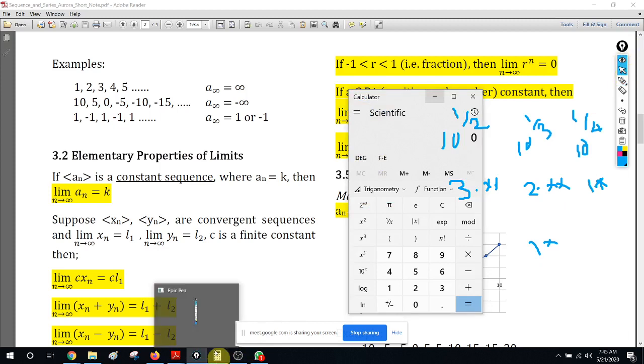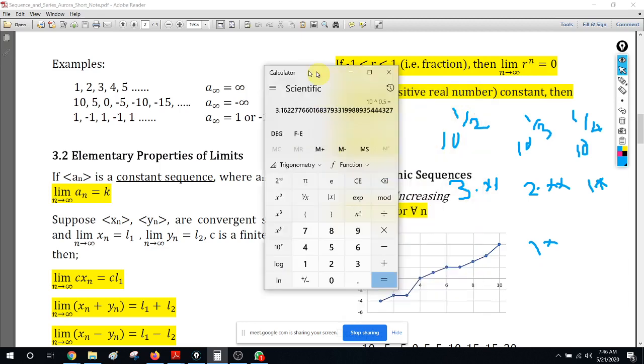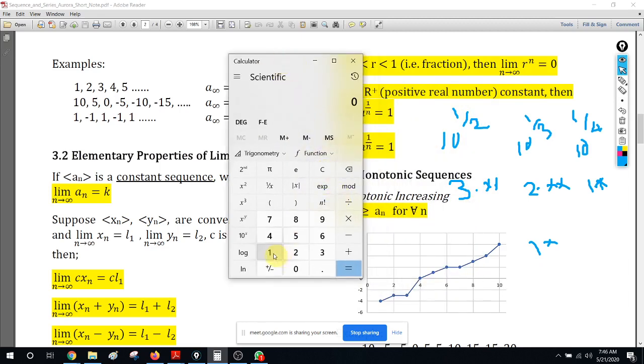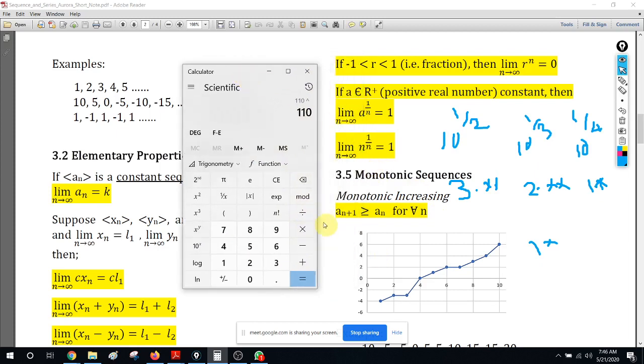Right, for example, you can say 10 to the power 1 over y, 0.5, that is 3.16 value, right? Then 10 to the power y, 0.001. Now you can see it's 1.00 value. Now again 10 to the power 1 over n. I want to increase the n, because this is 1 over n, that means very small.